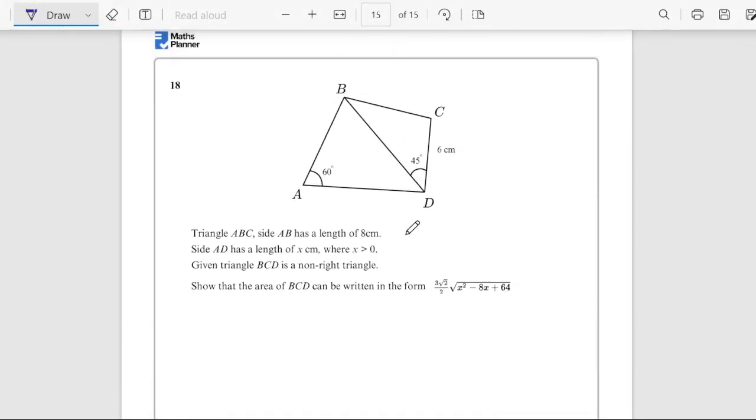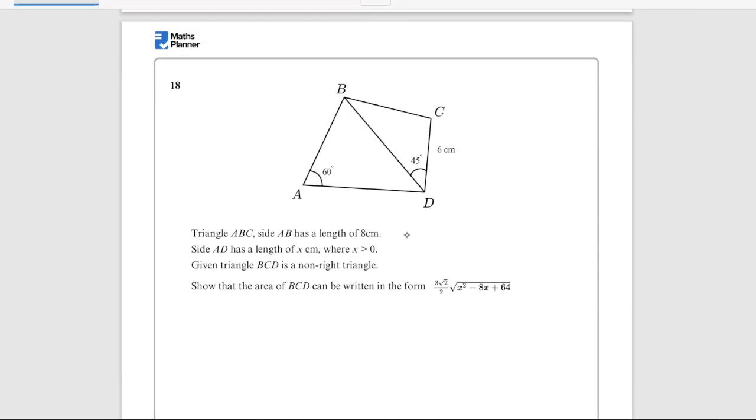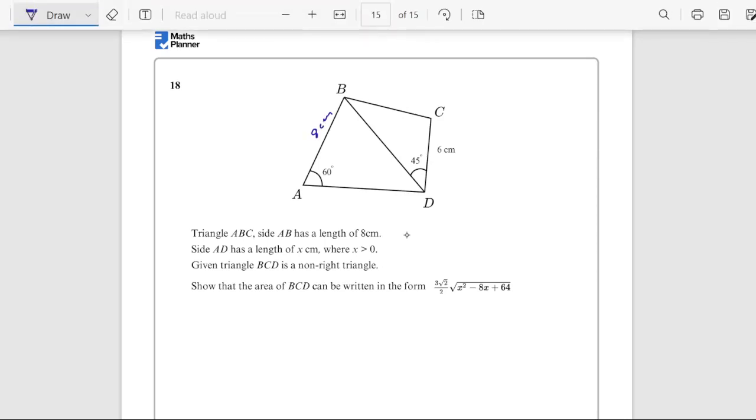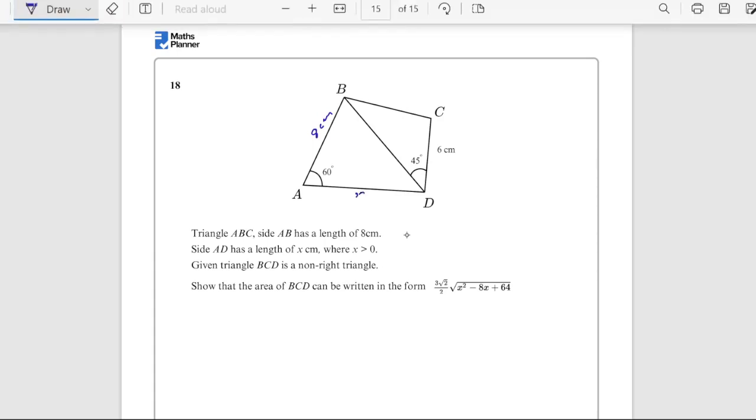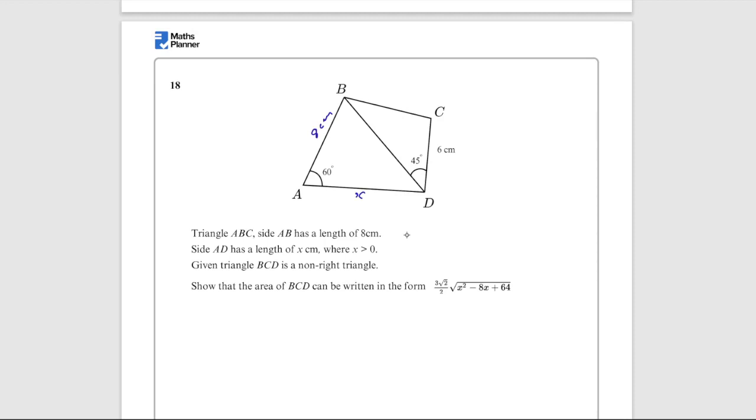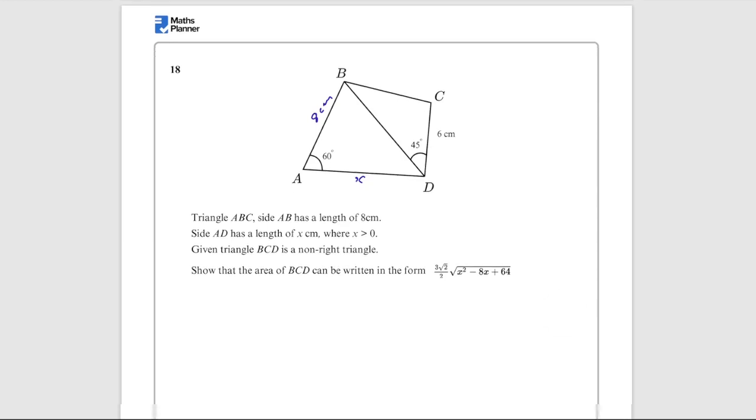Okay, and then final question. So triangle ABC, side AB has a length of 8 centimeters, so AB is 8 centimeters. Side AD has a length of x, where x is greater than 0, so AD, that would be that length there, is going to be equal to x. Given that triangle BCD is not a right angle triangle, show that the area of BCD can be written in the form on, that's my form.